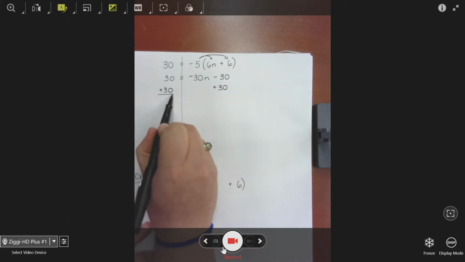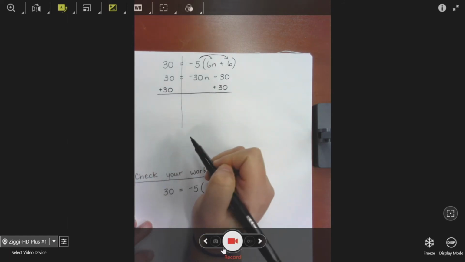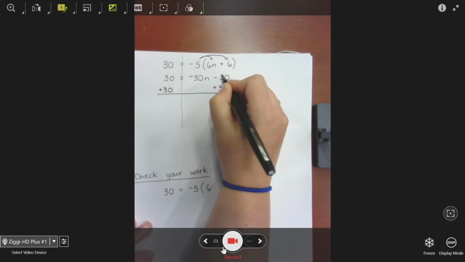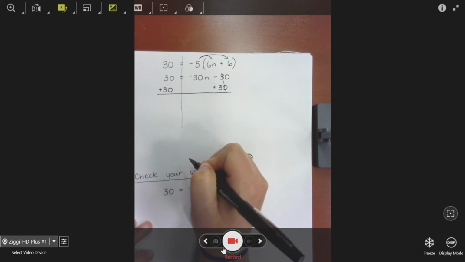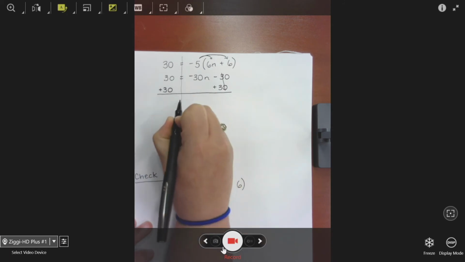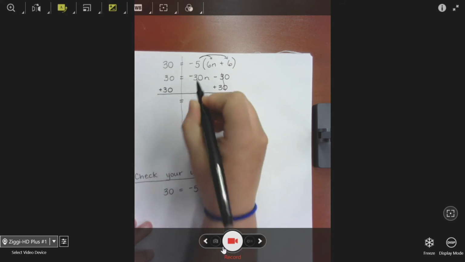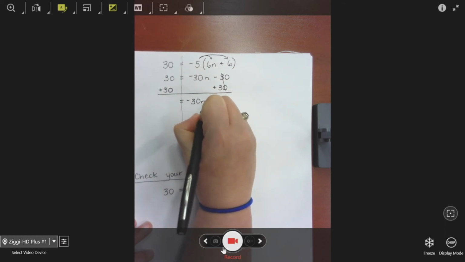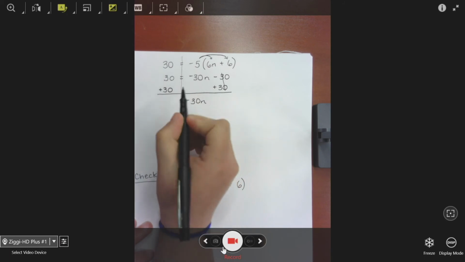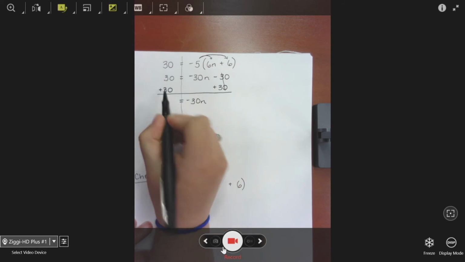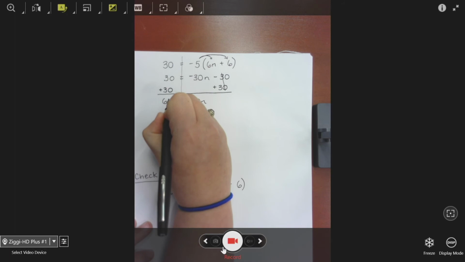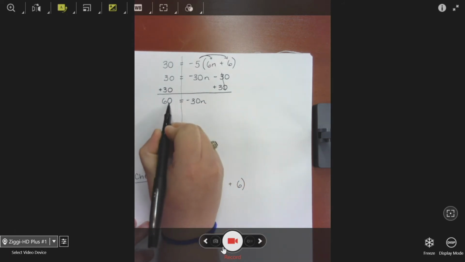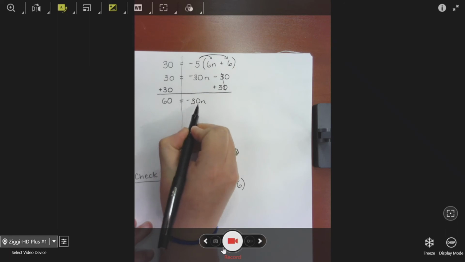And when I do these by hand, I like to draw a little line to keep me organized. So negative 30 and positive 30 are going to cancel, so I just mark through those. We're going to put an equal sign here. Bring this term down, so we have negative 30n. And on this side, we have 30 plus 30, which is 60. So we have 60 equals negative 30n.